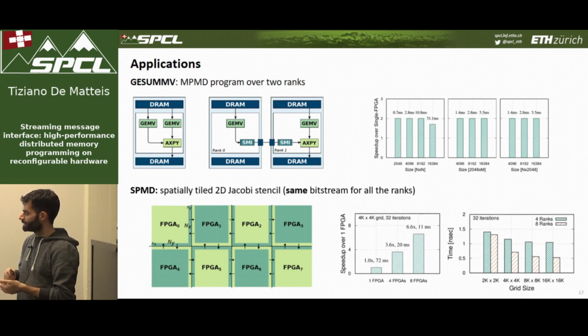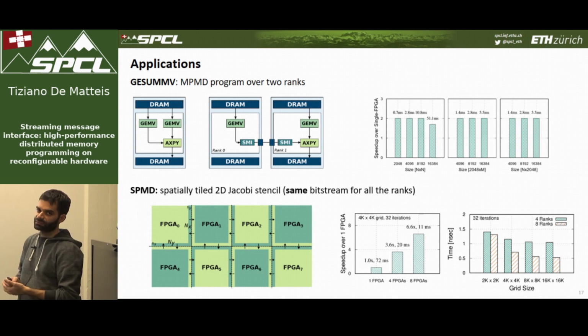Now, on the left side is reported the speedup over one FPGA. So in the case of 8 FPGAs, we are able to achieve almost 7 speedup, which is a good result. And on the right hand side is reported the weak scaling, considering 4 and 8 ranks. And as we increase the grid size, we achieve a scaling equal to 2.